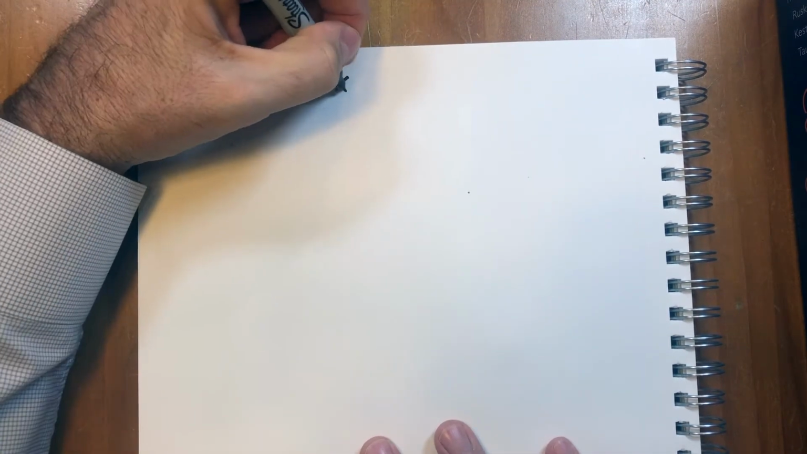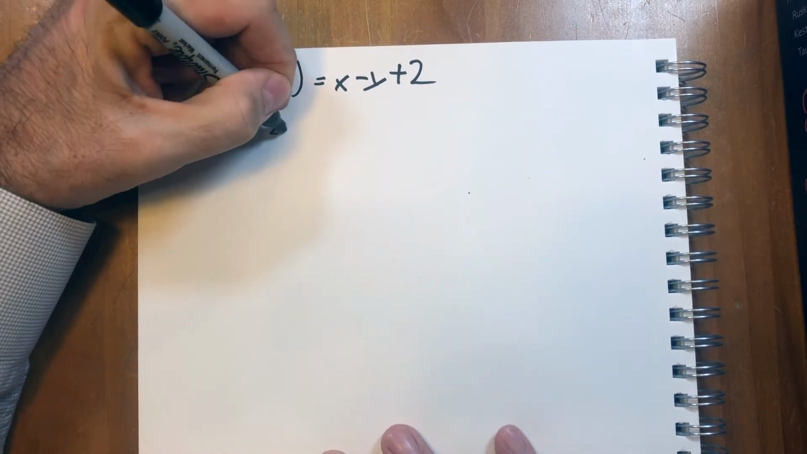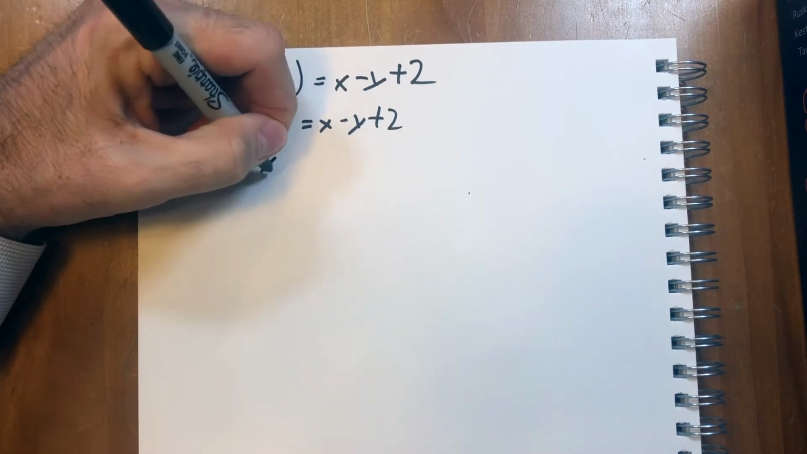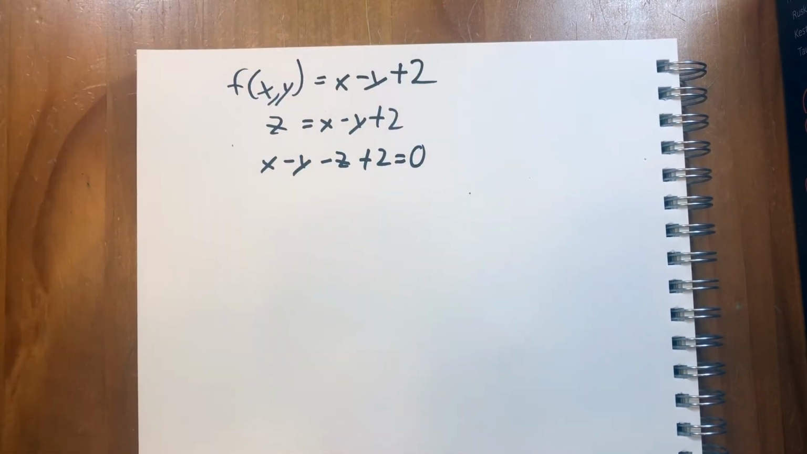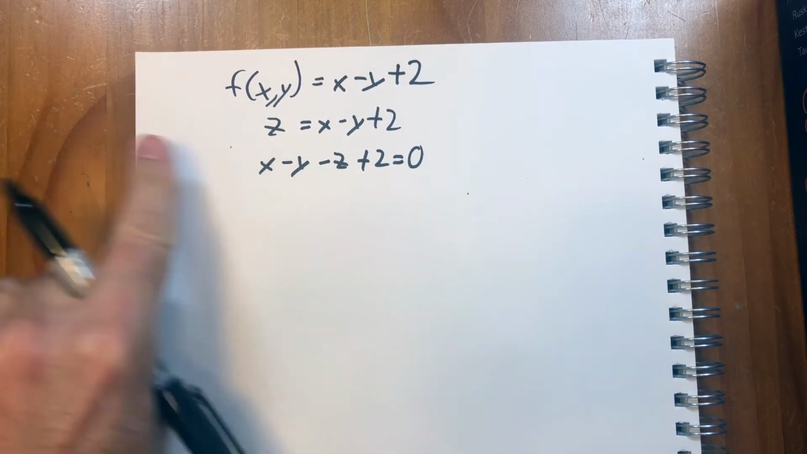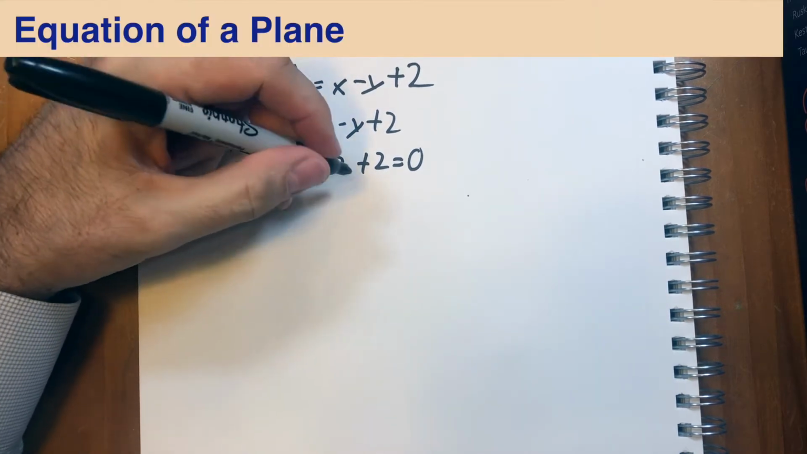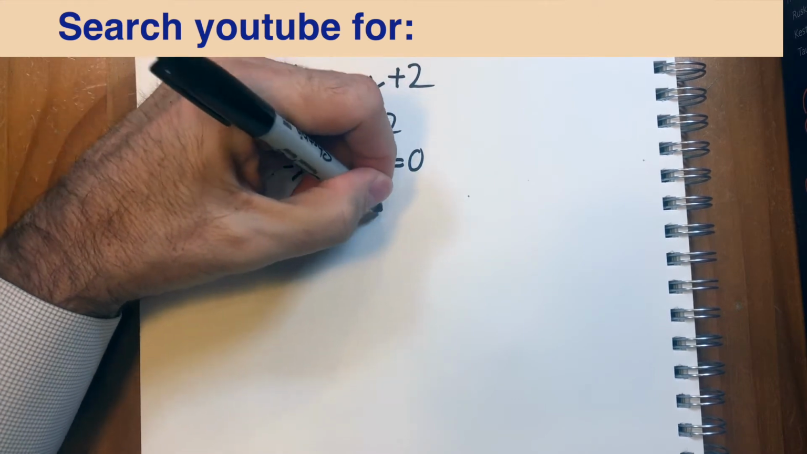So let's just look at a couple of examples. If we had a function f of x comma y equals x minus y plus 2. In other words, z equals x minus y plus 2. Or in other words, x minus y minus z plus 2 equals 0. This is the equation of a plane. And the normal to this plane, you remember from our video about equations of planes, you can just read off the normal vector to this plane would be 1, minus 1, minus 1.